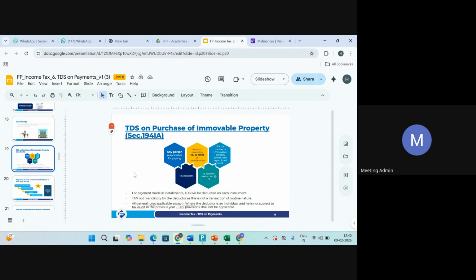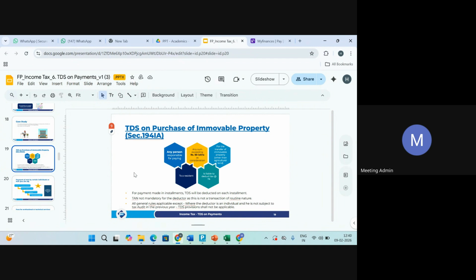Sorry, TAN is not mandatory for the deductor, because it is an individual kind of transaction. So the TAN number is not mandatory for the deductor, as the transactions are not routine in nature. It is not a continuous process. It is not a recurring expense. So it will be based on the facts. If a certain amount is paid for a certain period, then obviously it is more than enough.